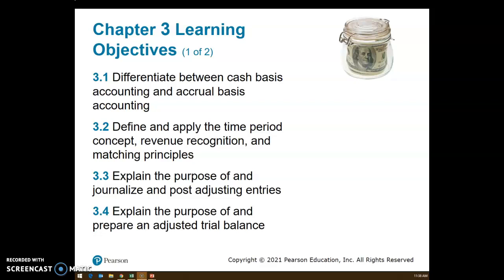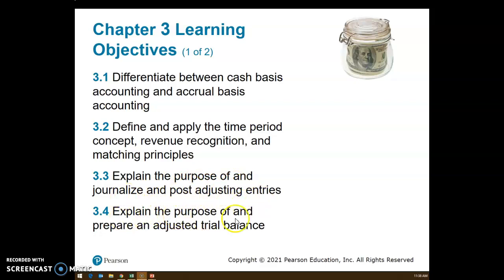So these are our learning objectives for Chapter 3: to differentiate between cash basis accounting and accrual basis accounting. I do have a video on that as well in Blackboard under Course Content, Chapter 3. Define and apply the time period, revenue recognition, and matching principles. Number 3, explain the purpose of and journalize and post adjusting entries.